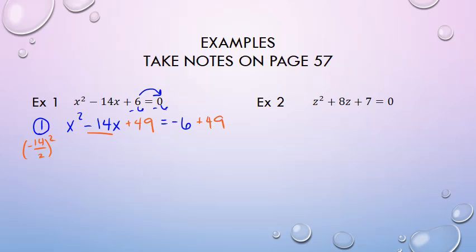Okay, so now in my next step, this part over here is now factorable. I can use x minus 7 squared, because x minus 7 times x minus 7 is what you see there on the left hand side. And now I'm just going to add negative 6 plus 49, which is 43.